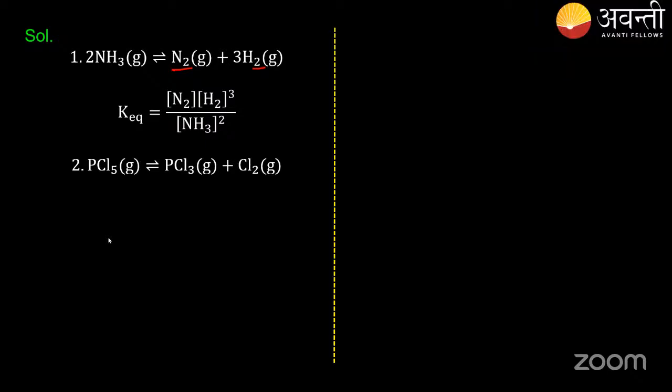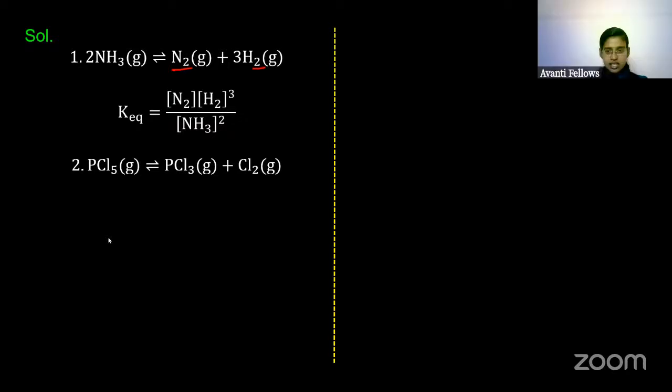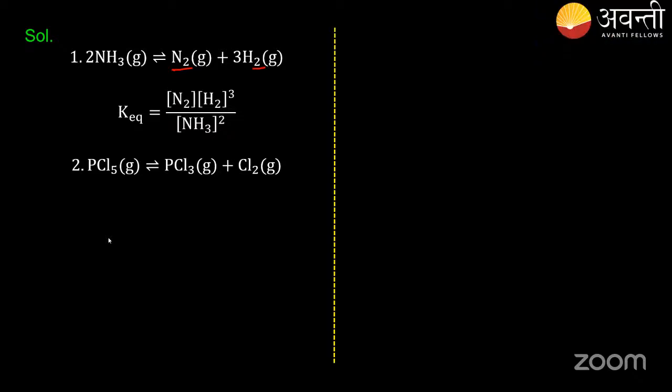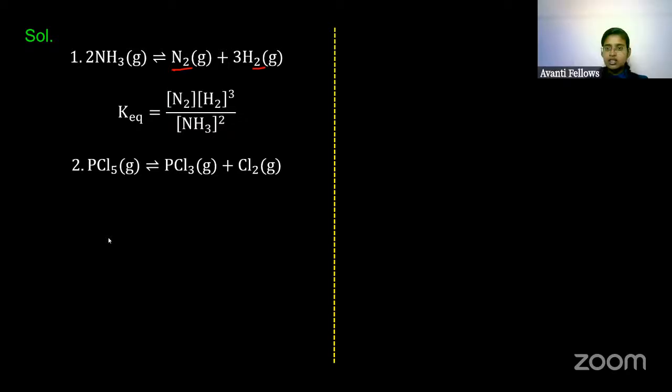PCl3 into Cl2 by PCl5. Yes, Nandini, come on, say it again. PCl3 into Cl2 by PCl5. Very good. The concentration of PCl3 into the concentration of Cl2 divided by the concentration of PCl5. Very easy, right? So there is no stoichiometric coefficient for this reaction at all. So it is very easy.